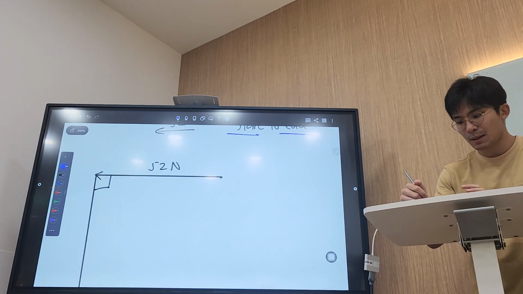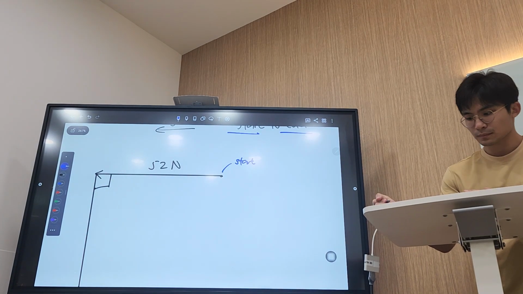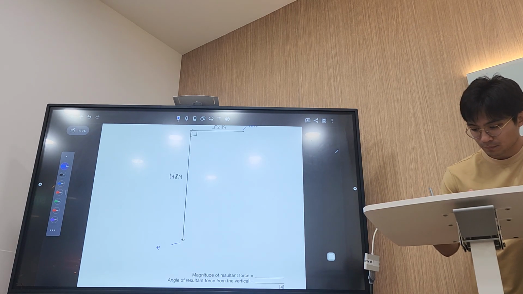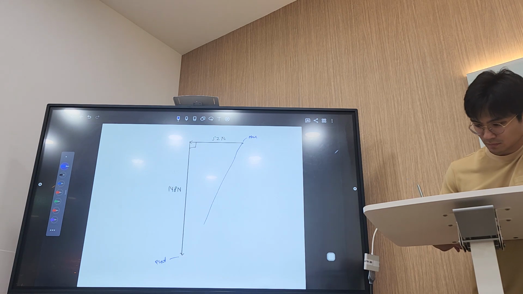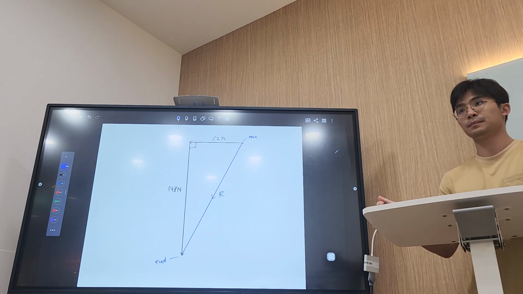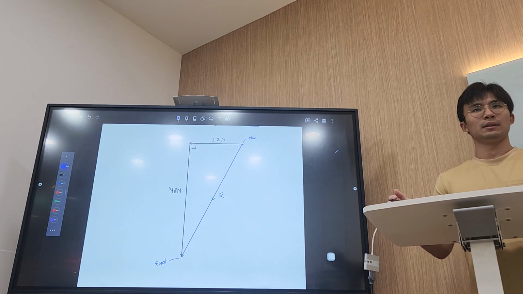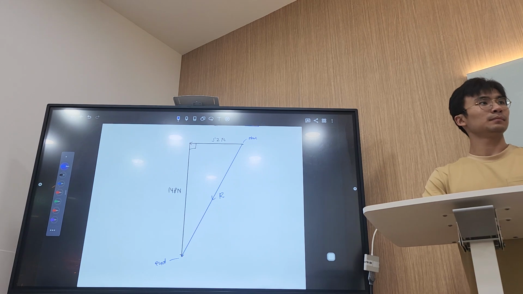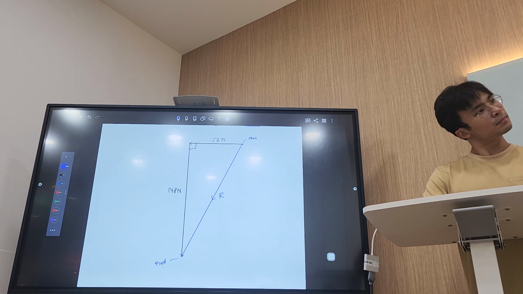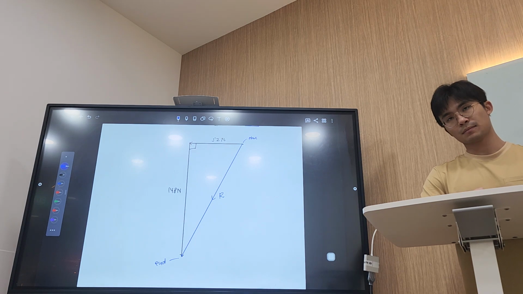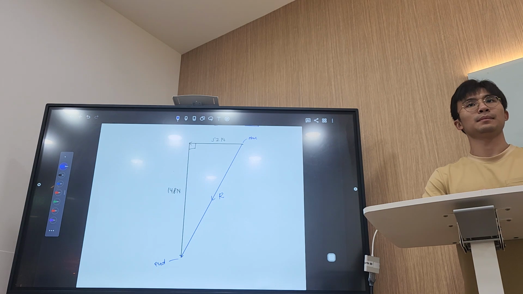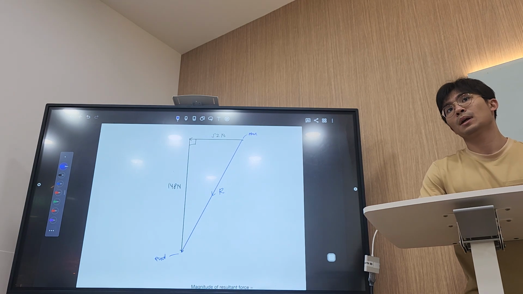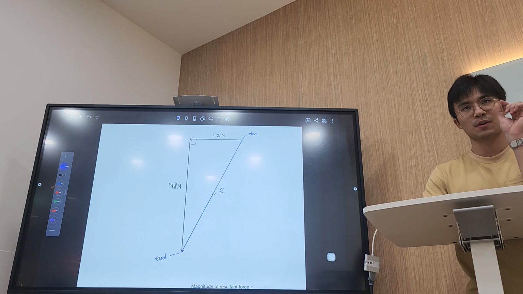Start to end. Where was my start point? My start point was here. Your end point is here. So for your resultant, you draw a line from your start to your end. This is your resultant force, the final. Yes, the arrow, if it's resultant force, it's from start to end.